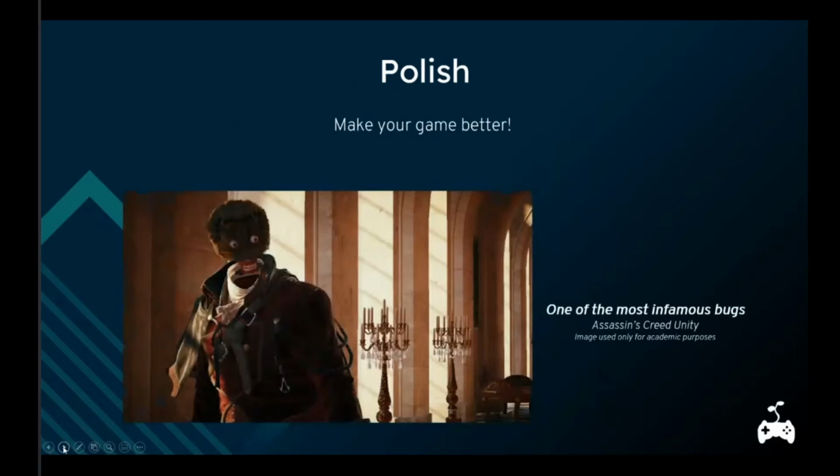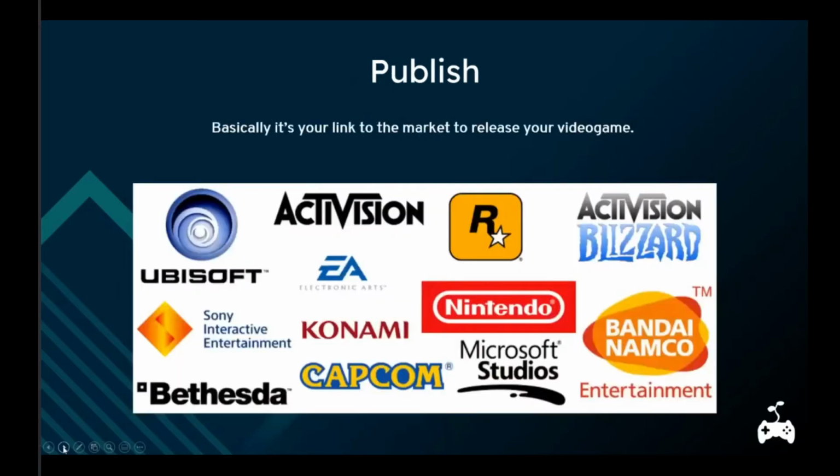Now, moving on to the next slide, the final part, the publish phase. Here your business guys need to get funding using a game publisher or even try to publish it by yourselves. A game publisher finances a video game's development, handles the marketing and release of the game, and gets the return on its sales. Basically, it's your link to the market to release your video game.